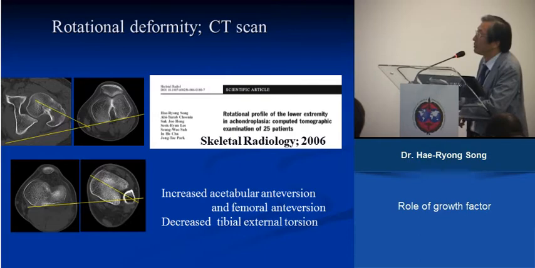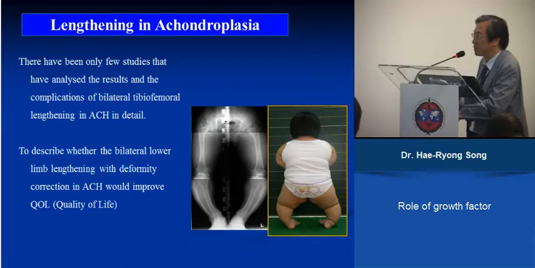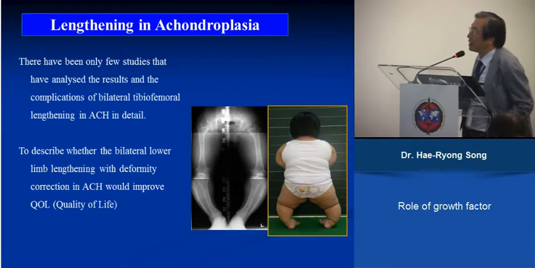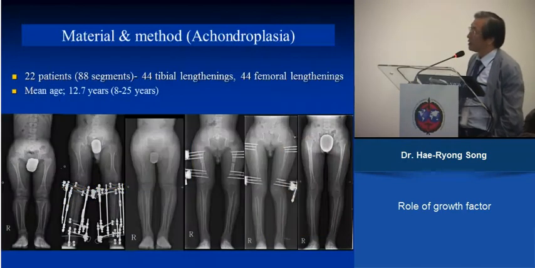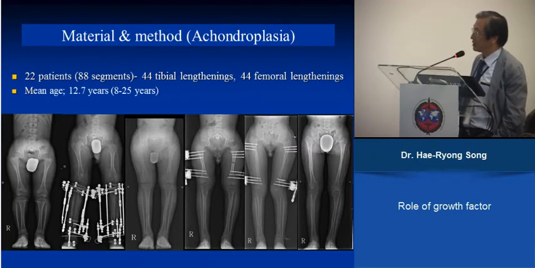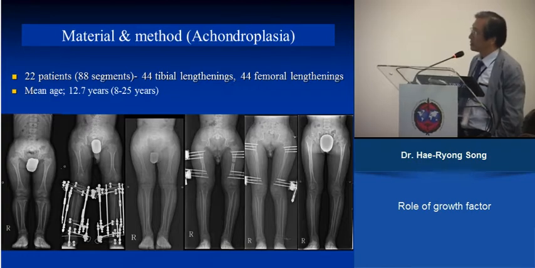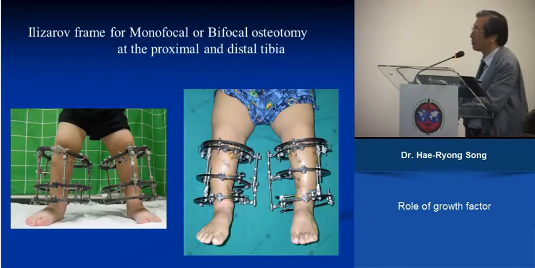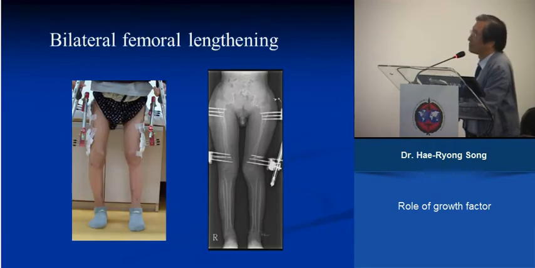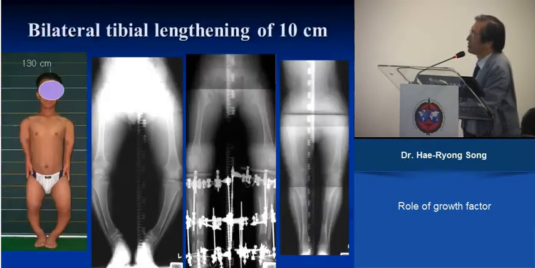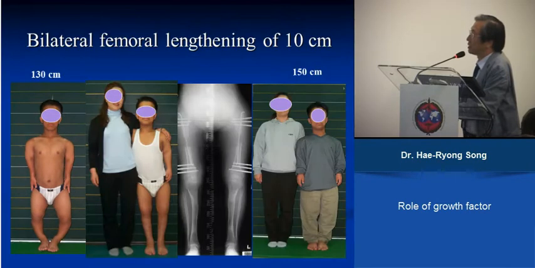There are many papers about limb lengthening in achondroplasia, but few papers about complications. They don't want to expose complications. And there is no paper about quality of life after limb lengthening. My patients, at 12 to 2, underwent bilateral tibial lengthening and bilateral femoral lengthening. This is a frame for monofocal tibial osteotomy or bifocal osteotomy. Taylor frame is expensive in Korea, not available. The medical insurance committee doesn't allow use of the highly expensive Taylor frame. And this is femoral lengthening with a monofixator. This is 10 centimeters done, and 20 centimeters was done.